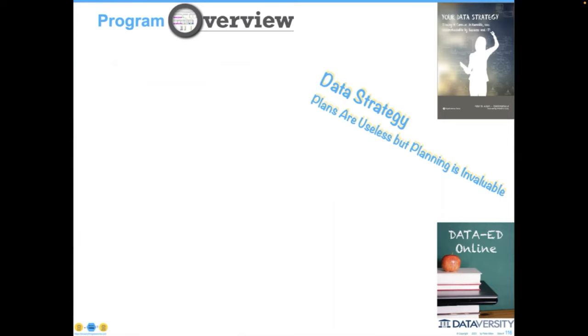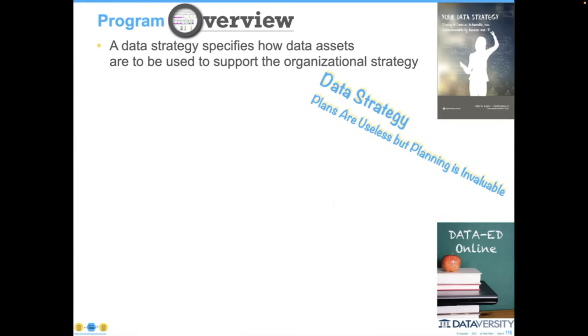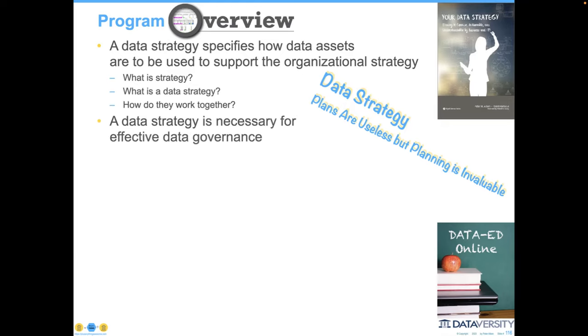So we spent some time here. We're just about at the top here. Data strategy specifies how data assets are to be used to support the organizational strategy. You now know that strategy is much better implemented as a process than a product, that data strategy is the thing that you do to make data more useful for the strategy of the organization. That's how they work together.